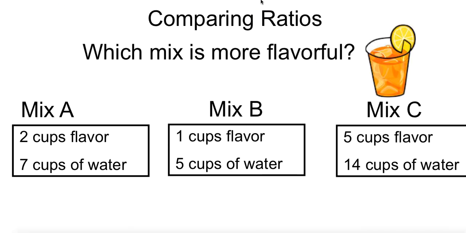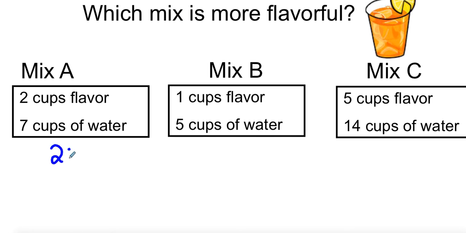Now, in our first example, we're going to be comparing three mixes of iced tea. Mix A, B, and C all have a different amount of cups of water and a different amount of cups of flavor. The way we're going to tackle this problem is I want to make sure that these ratios, in this case 2 to 7, 1 to 5, and 5 to 14, all share a common value, either the cups of water or the cups of flavor. For this first example, we're going to be comparing the cups of water.